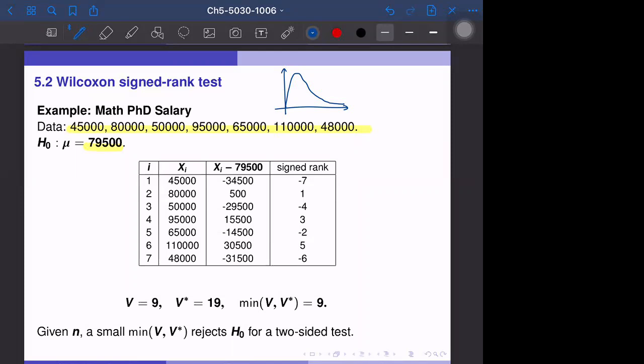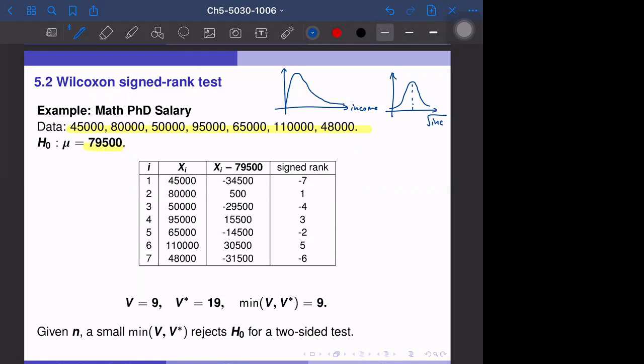It's possible that we transform this by, for example, the log of income, or maybe the square root of income, then maybe the distribution is almost symmetric, and it's nearly normal. That's possible. But if we don't want to transform it, then one way is the Wilcoxon signed-rank test.